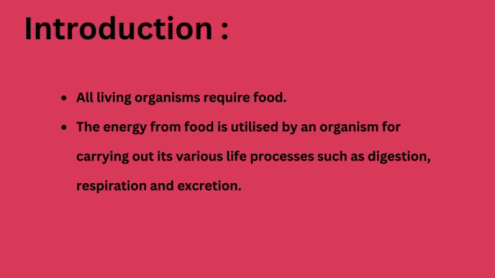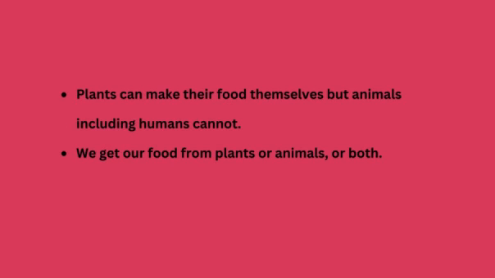Introduction. All living organisms require food. The energy from food is utilized by an organism for carrying out its various life processes such as digestion, respiration and excretion. Plants can make their own food themselves, but animals including humans cannot. We get our food from plants or animals or both.